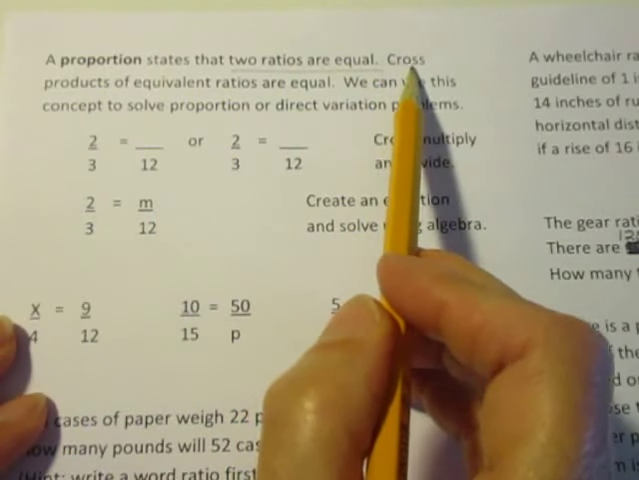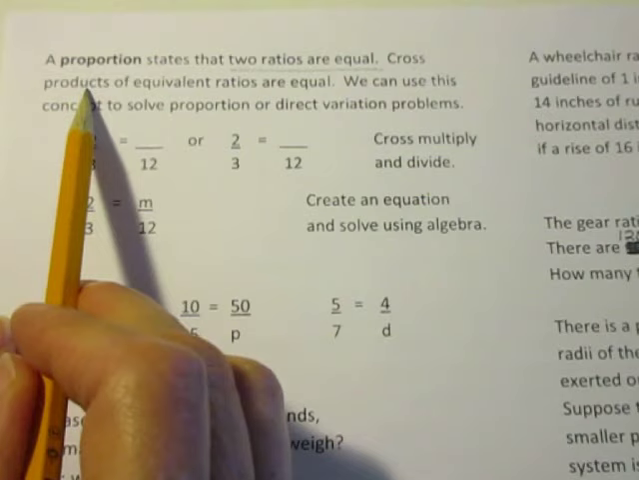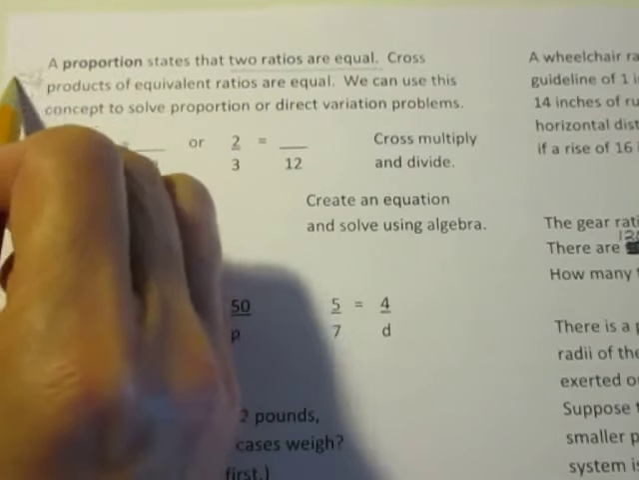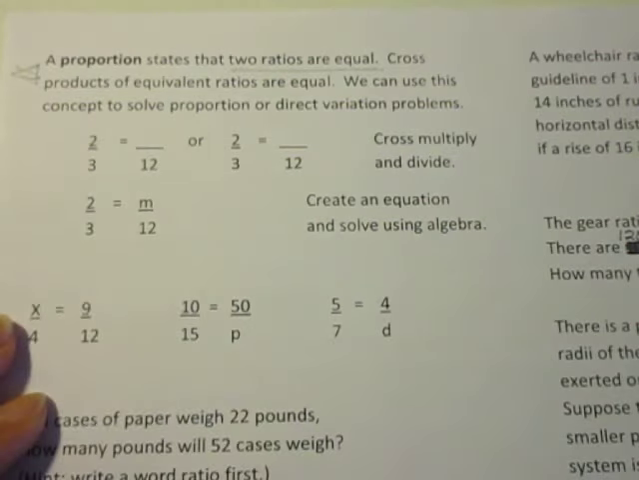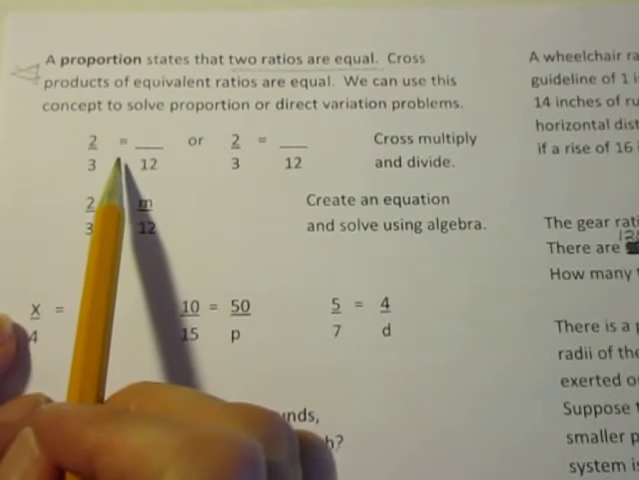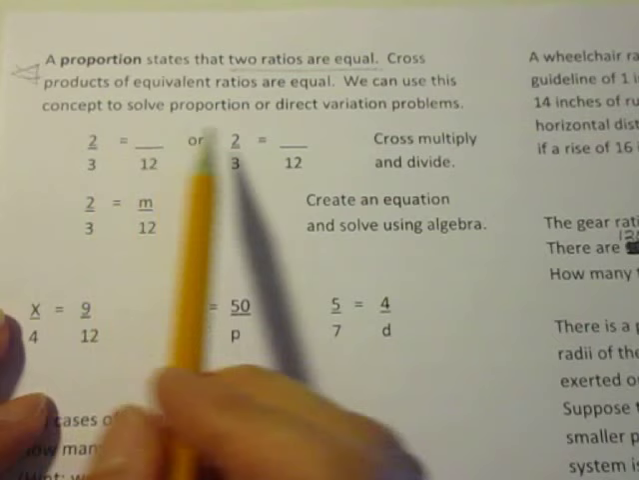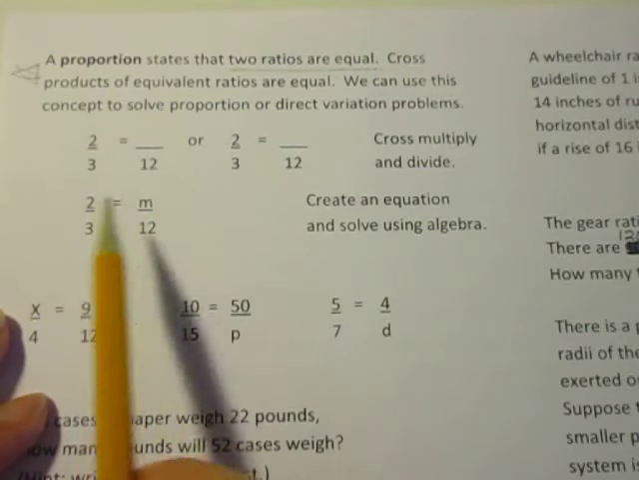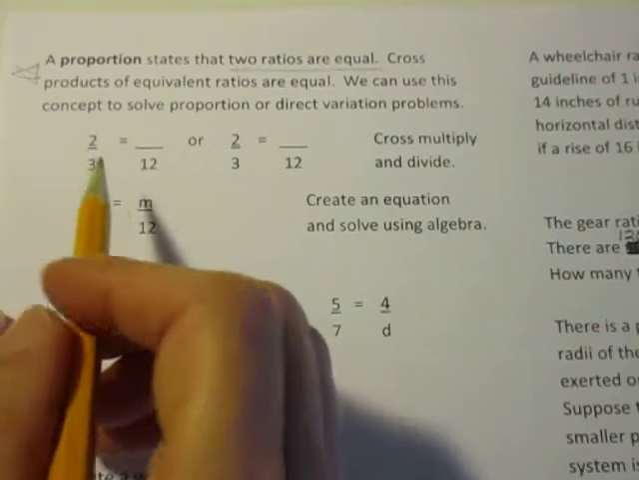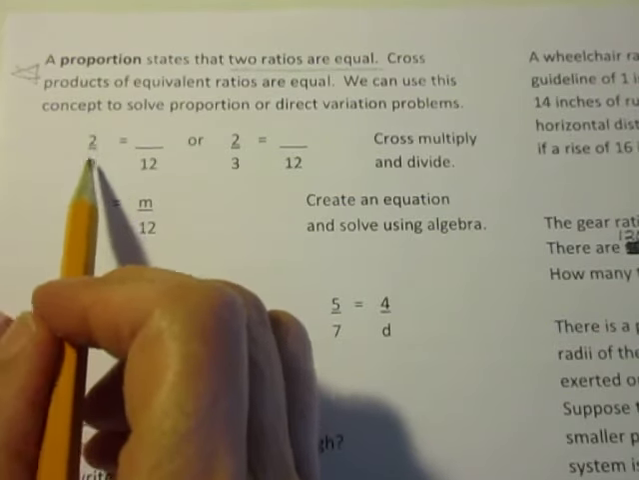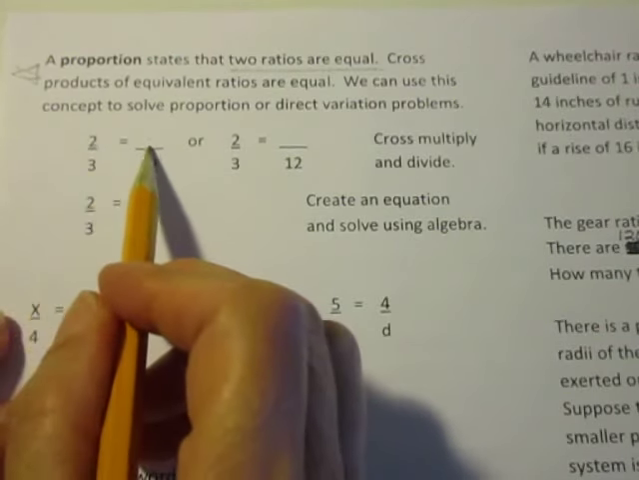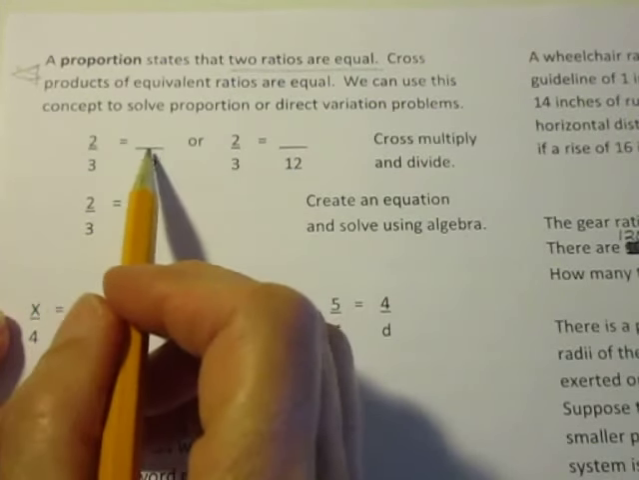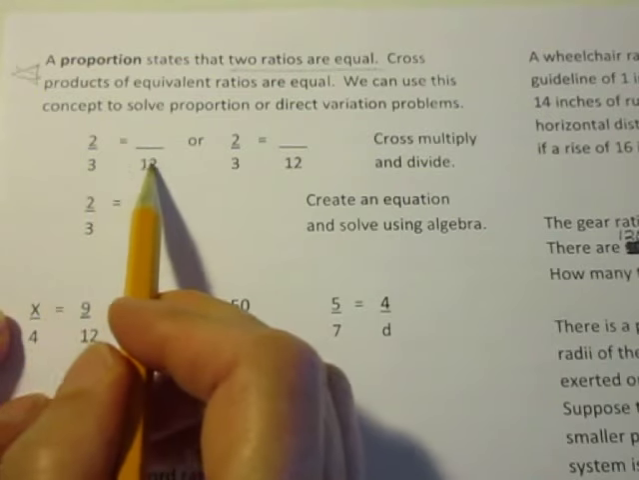And basically what we're going to do is use the fact that cross products of equivalent ratios are equal to solve. So that's kind of the crux of what we're doing here. What I want to do is take a look at the same problem three different ways and explain the connection between the three methods. Okay, so we're going to be solving this problem where 2/3 is equal to some number over 12. We are trying to find the missing component of an equivalent ratio problem.